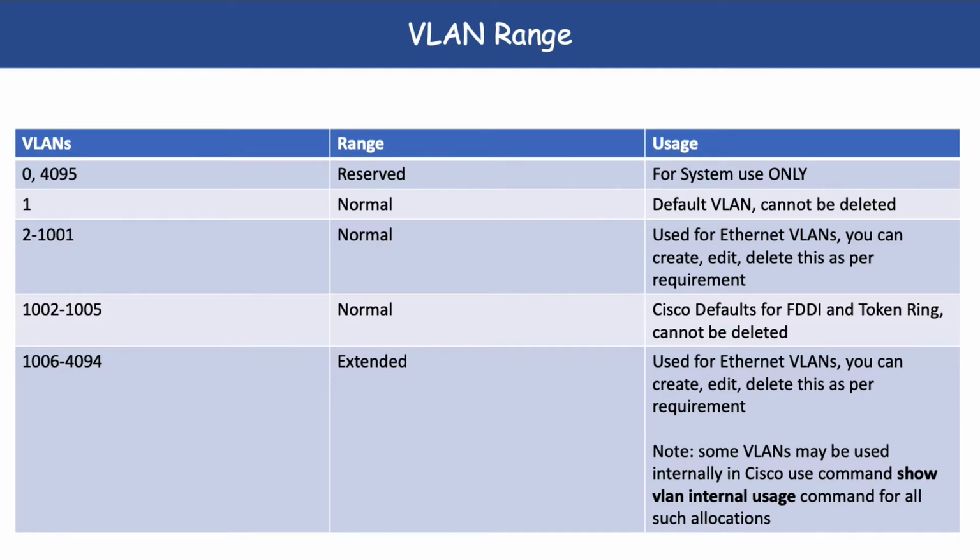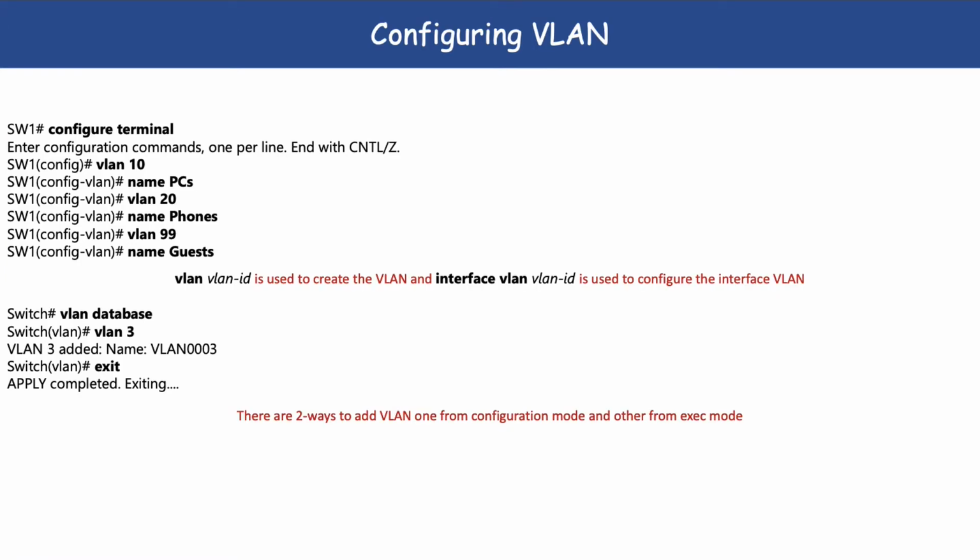So basically what you need to know is that the range from 2 to 1001, and 1006 to 4094, is the range of VLANs that you can use to configure your network. And for a normal enterprise network, this is enough. So enough of theory, let's get into our Cisco switch and let's configure it.